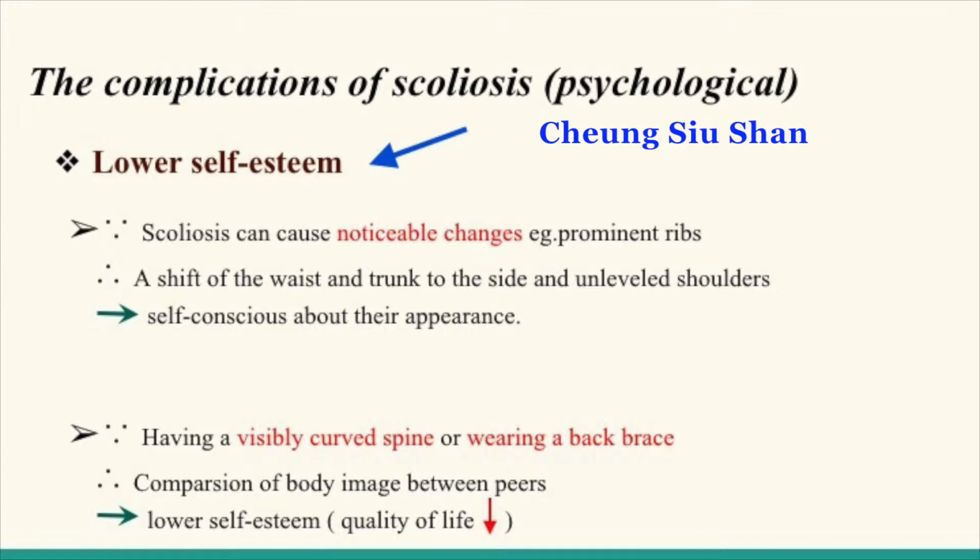In psychological aspects, this mainly decreases one's self-esteem. This disease will cause a change of appearance, for example, unleveled shoulders. The correctional device, like a visibly curved spine or a black brace, will create a different body image from peers. Those are the reasons for becoming self-conscious.